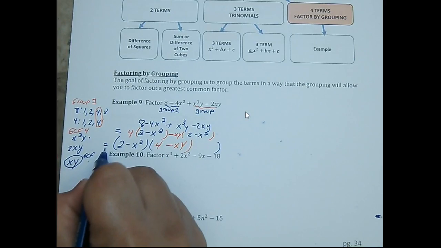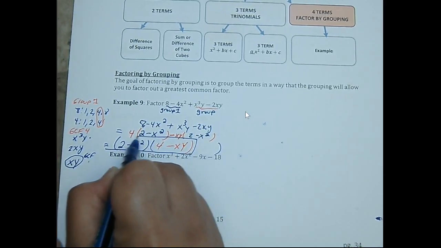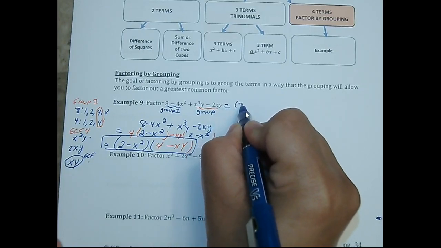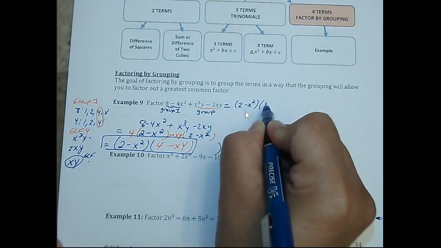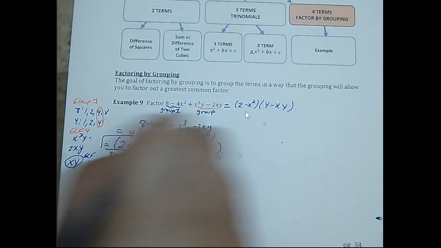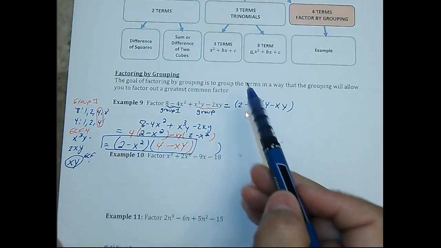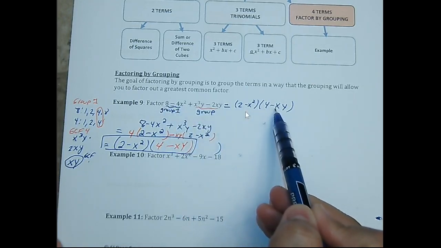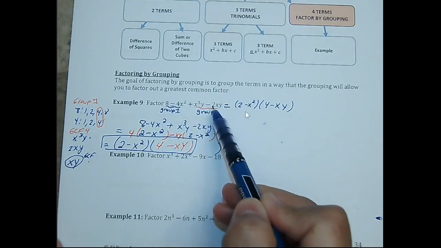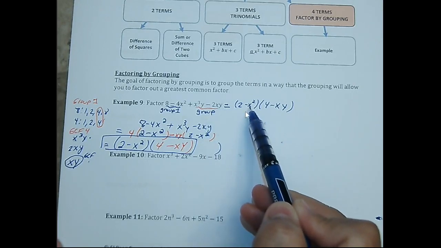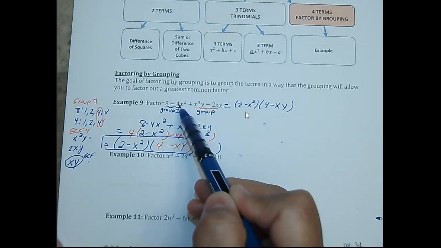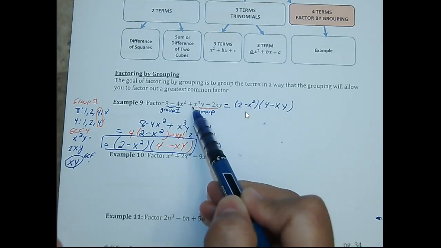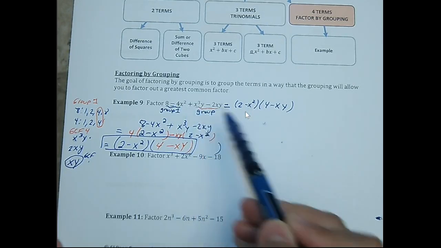Okay, so this is going to be our factored form. So this whole polynomial is equal to 2 minus x squared times 4 minus xy. And you can check your work. 2 times 4 is positive 8. 2 times negative xy is negative 2xy, which is here. And negative x squared times 4 is negative 4x squared. And negative x squared times xy is positive x cubed y.